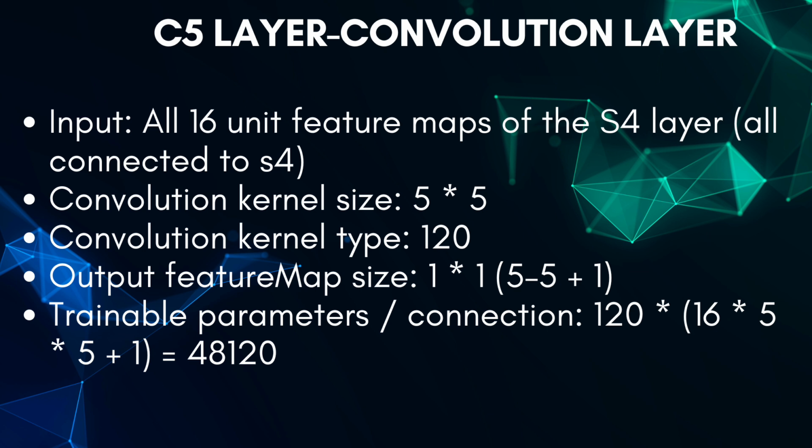Now, let's talk about the trainable parameters and connections in the C5 layer. The total number of trainable parameters is calculated as follows: 120 * (16 * 5 * 5 + 1) is equal to 48,120 parameters. This formula accounts for the connections from each of the 16 feature maps, with each one contributing its own parameters.